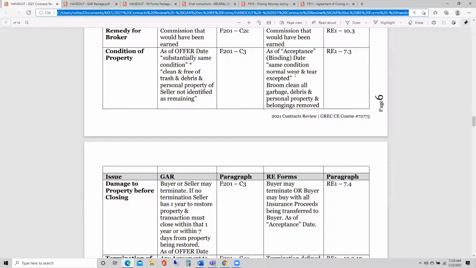So they're similar, but the difference is substantially the same condition versus same condition, normal wear and tear. GAR used to have this verbiage and they changed it. Let me tell you why they changed it. There was apparently a lawsuit, several years ago now. Buyer and a seller go under contract, 20-year-old home. The buyer has it inspected, air conditioner is working. They do a final walkthrough and the air conditioner, which was original to the house, is no longer working. They don't close, they go to court, and the GAR contract used to say property at closing shall be the same thing it was at binding, normal wear and tear accepted.